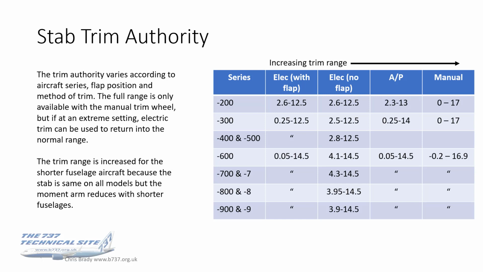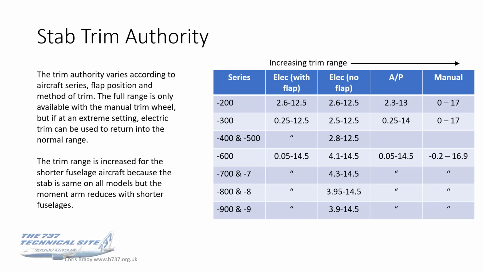And again, this is something you can try for yourself safely on the ground on a turnaround. If you manually trim out of range of electric trim, you can use the electric trim to bring it back into range. The trim range is also increased for shorter fuselage aircraft because the horizontal stab is the same on all models, but the moment arm obviously reduces with the shorter fuselages.